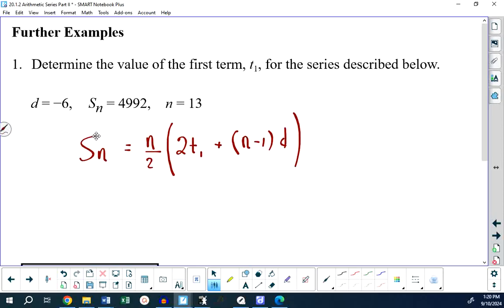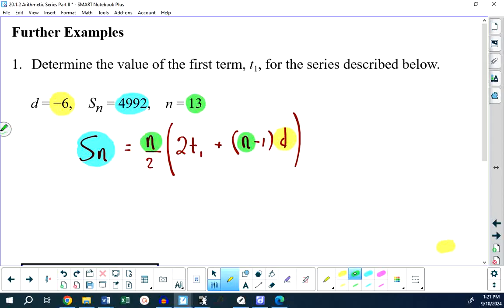The other formula has t1 plus tn, where tn is the last term, and I don't know the last term. So this formula, to me, is a direct way to solve this problem. I simply want you to note, before we get to work on this, that this number is going to go here. We're going to sub in that value. This number is going to go here. This number is going to go there. And the value of n, which will go here and here, will be 13.